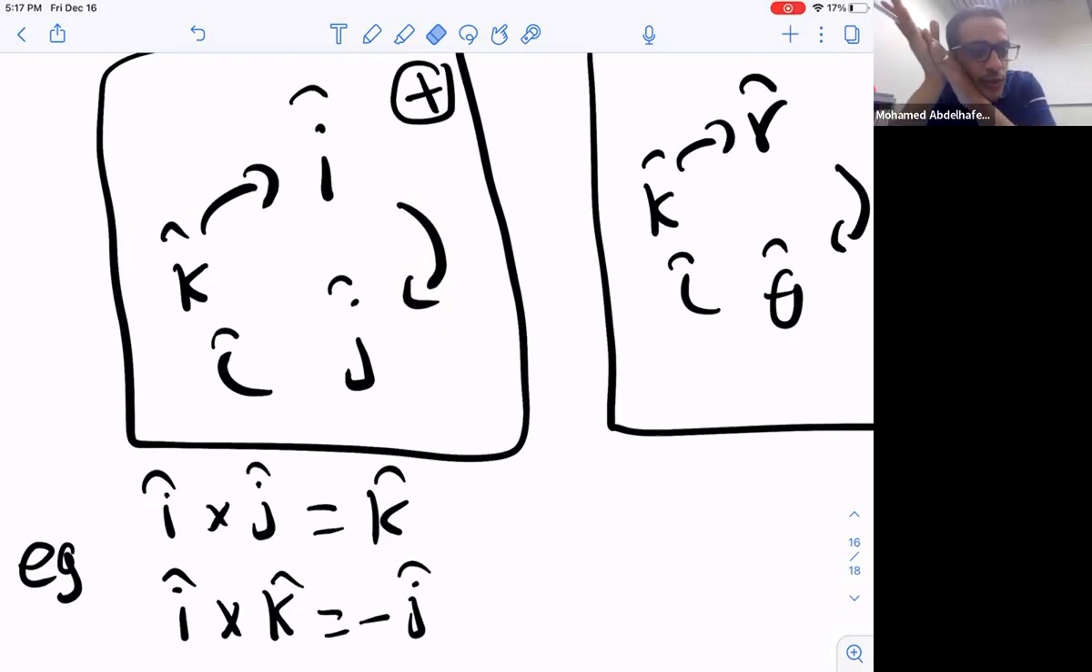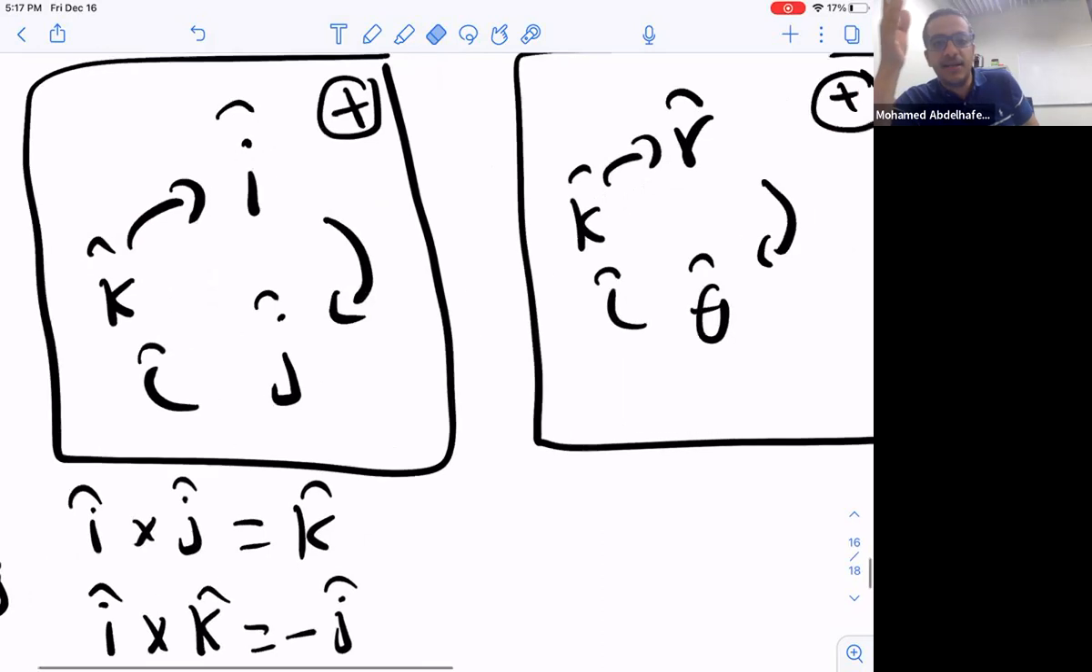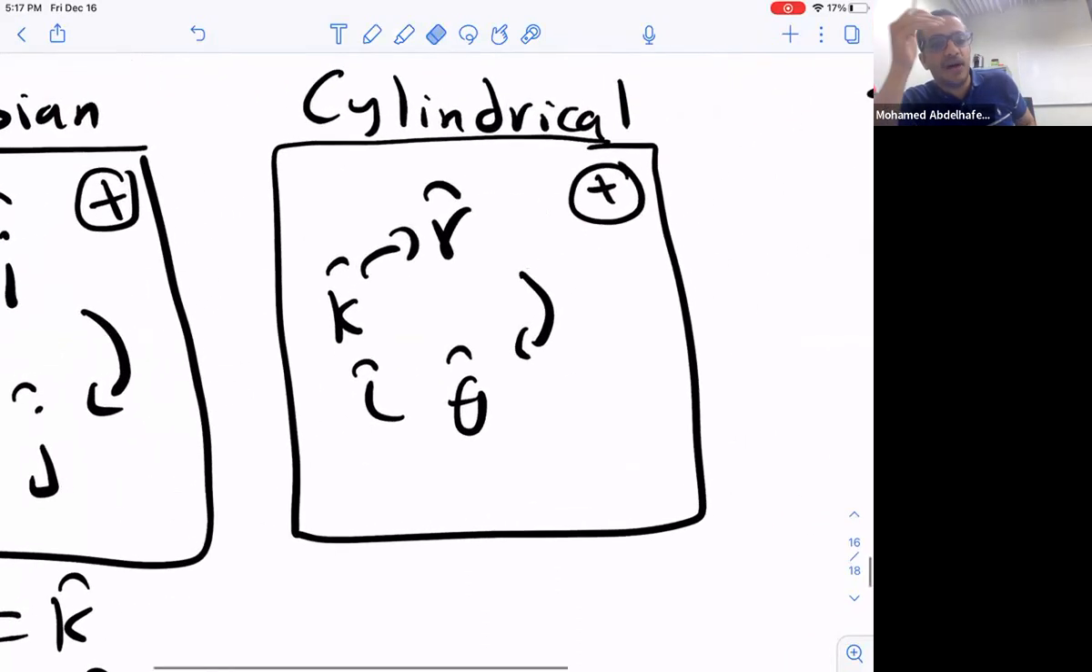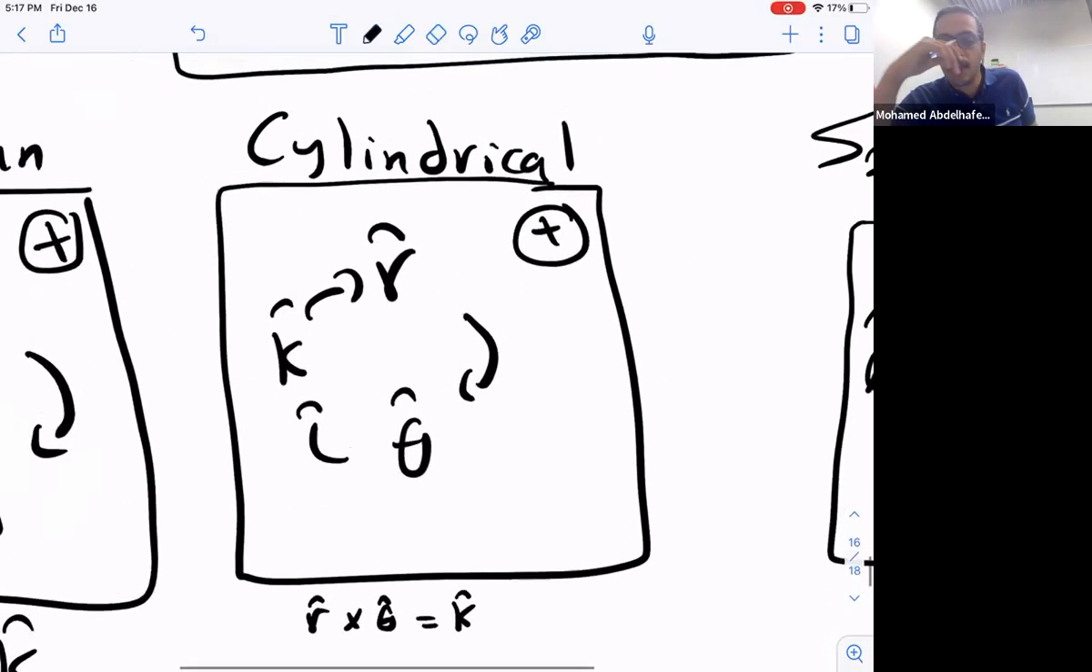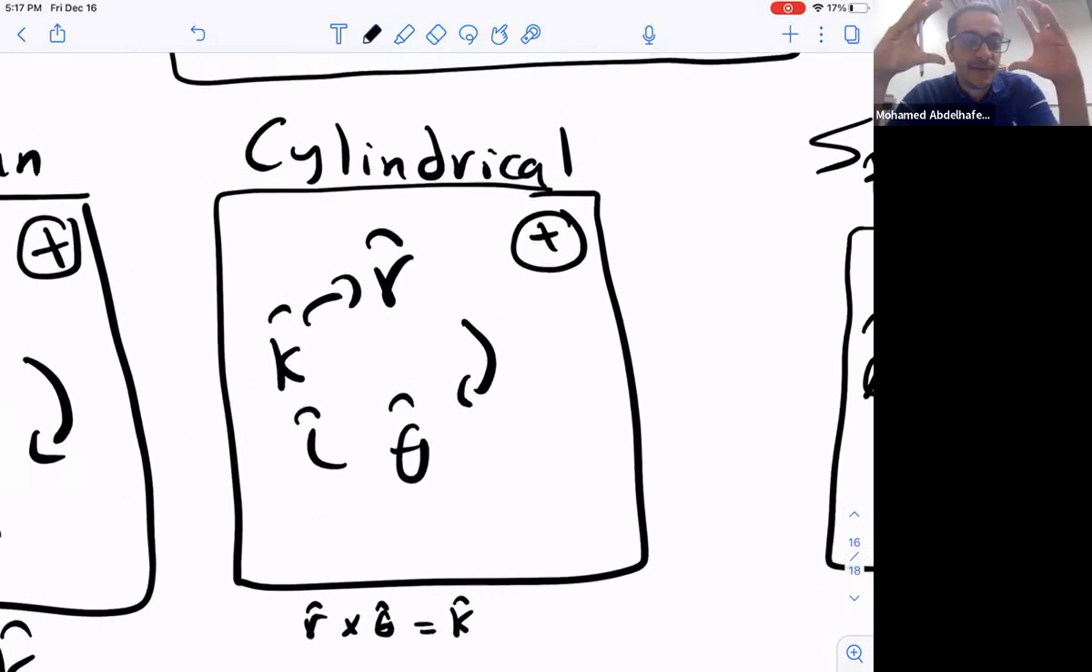So the i, j, k that works for Cartesian, similarly in polar or cylindrical goes r, theta, k. So r cross theta is k, and you can continue this cycle. So r hat cross theta hat is k hat. That's the cylindrical part. For Coriolis on the surface of the Earth, we're doing spherical coordinates.